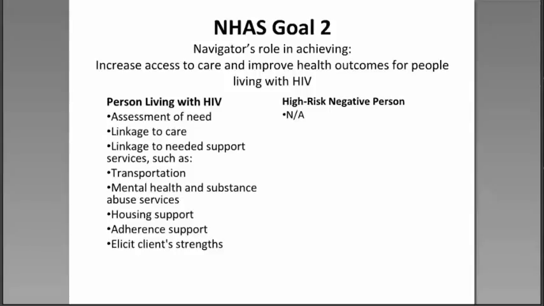For the in-house goal 2, to increase access to care and improve health outcomes for people living with HIV, this isn't really applicable to high-risk negative individuals. Instead, this focuses on people living with HIV. And again, we will want to assess what their needs are. We'll want to link them to care and then help them stay in care. And we'll also want to link them to services that they might need, such as transportation, mental health, substance abuse services, housing support, adherence support. And then also it'll be important to note that we'll be eliciting the client's strengths again to help build that self-efficacy.